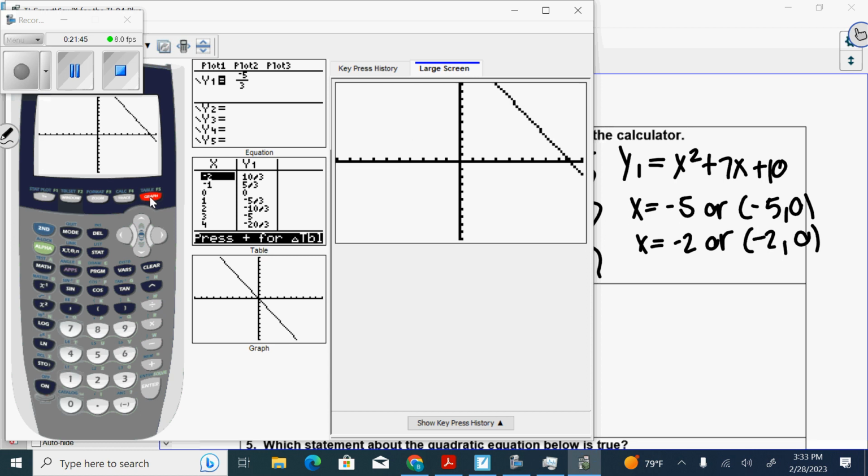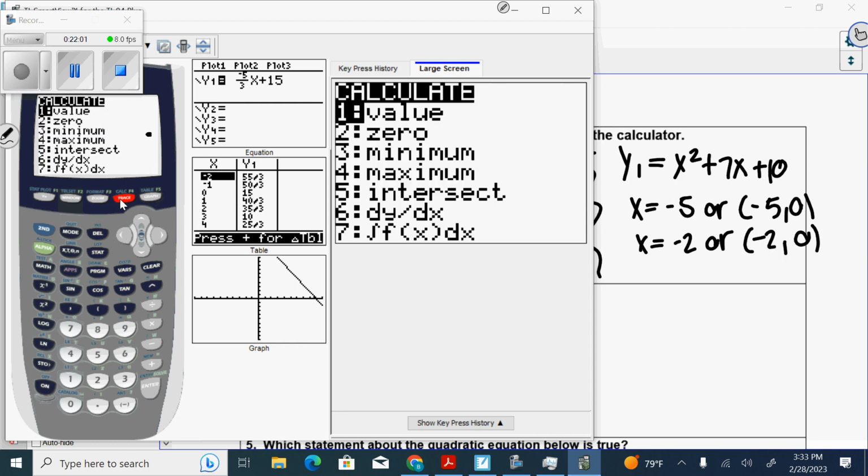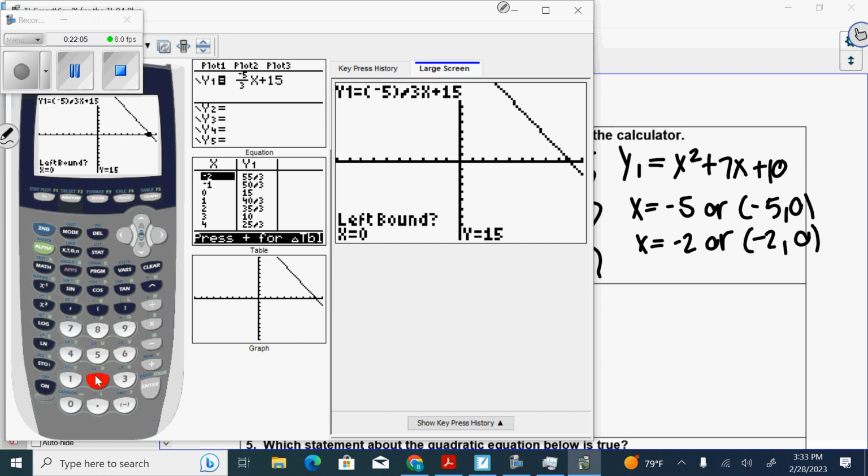This one's a straight line, right, not a U shape, but we're still looking for an x-intercept, so still the same process. We're looking for this one right there. So we're only going to have one answer this time. So second trace. Which one am I going to pick? 2. Good.